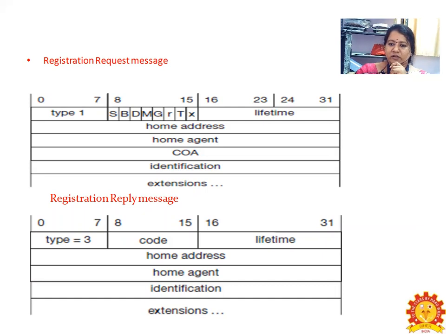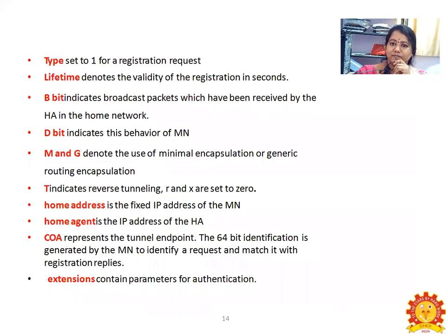Whereas in the registration reply message, which is type 3, instead of 8 to 15, here we'll be having the code, followed by the lifetime, which is followed by the home address and home agent. So in the reply stage, we don't have the COA, that is the care of address. After the home address, it reaches the home agent, makes the identification, and at last it reaches the extensions.